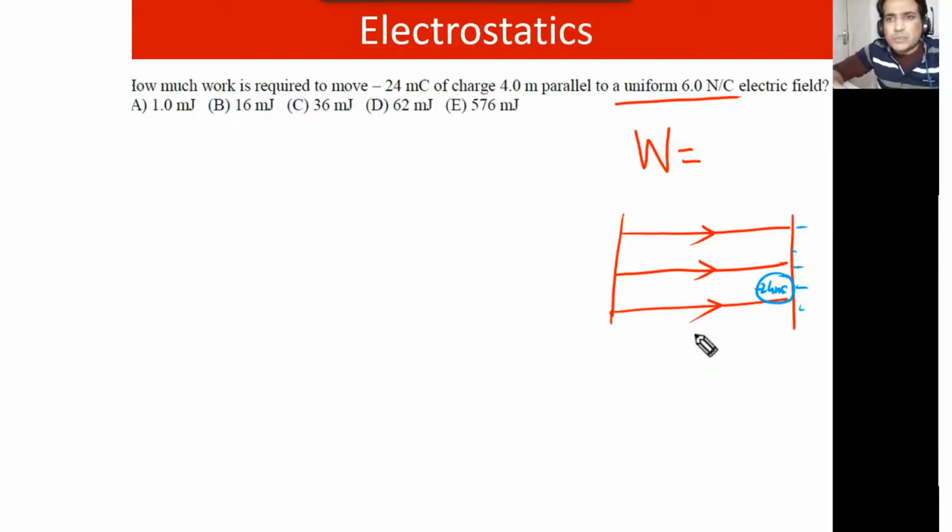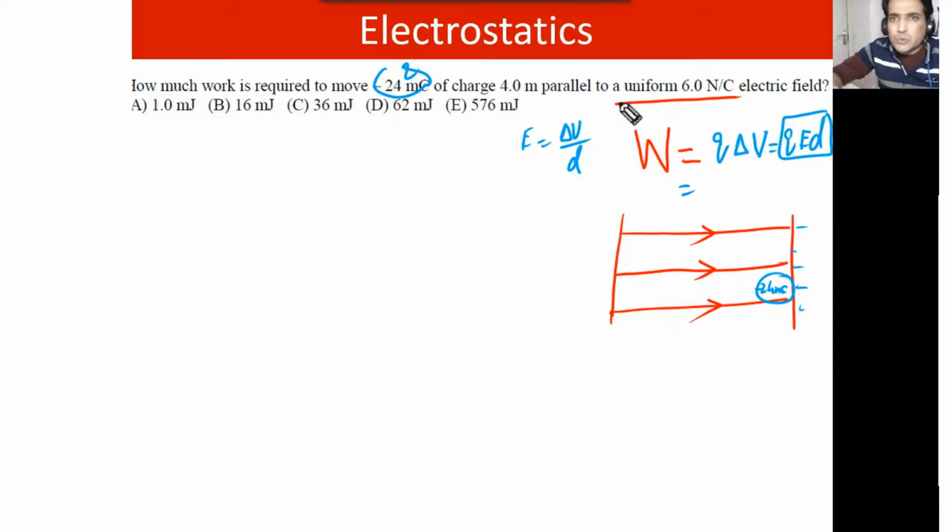Okay, so the work done is simply equal to Q times delta V. Now delta V is not given to us, so we can modify this formula a little bit. We understand that E is equal to delta V over d, so delta V is equal to E times d. So we can say the work done is Q E d. Now you can see here Q is given to you, d is given here, and E is given here. So we just need to multiply. If you multiply, you will get your answer.